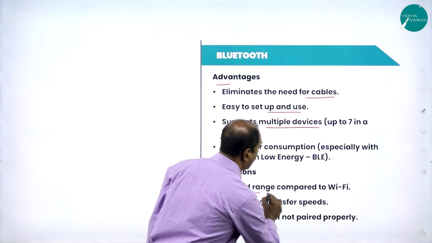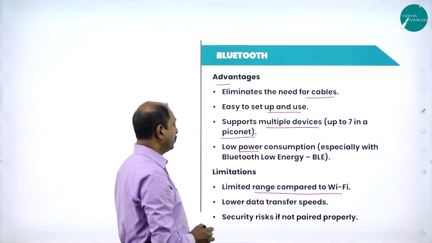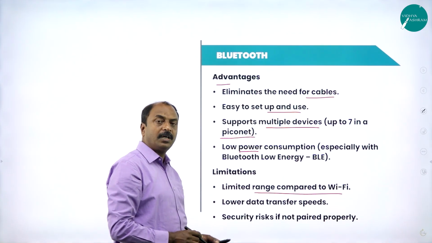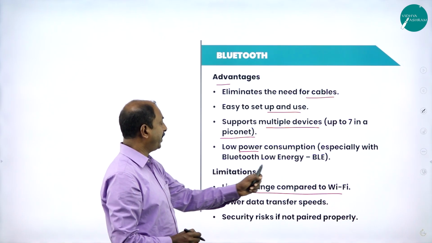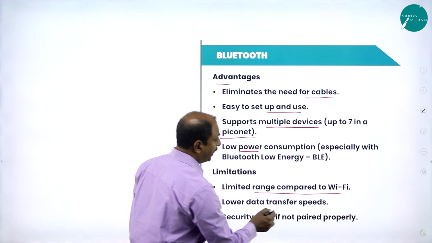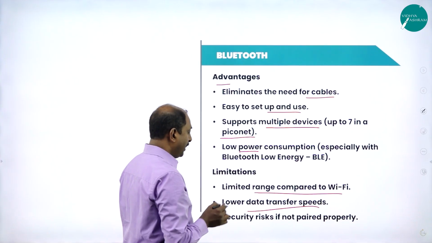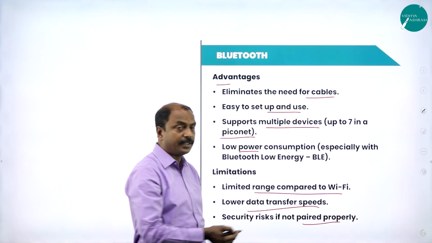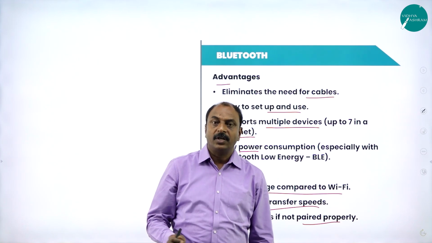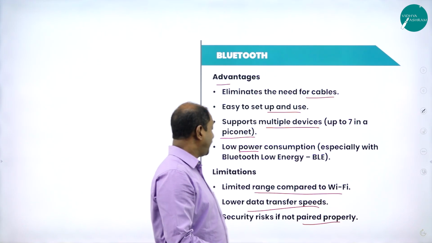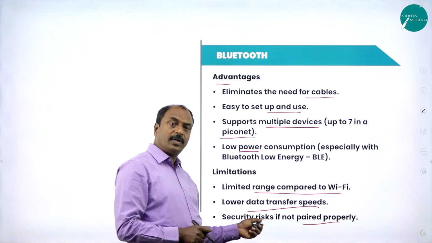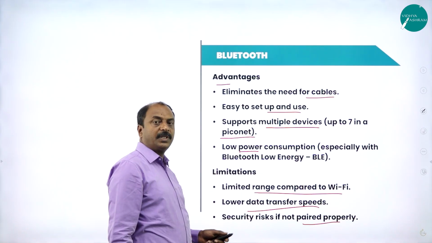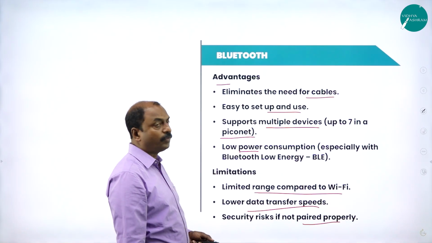And what are the drawbacks of this Bluetooth technology? Limited range compared to Wi-Fi. So this is the range, the range is limited as compared to Wi-Fi, and lower data transfer speed, and security risk if not paired properly. If not paired, in the sense, if the two devices are not connected properly, there is a threat with security. These are the drawbacks or limitations of Bluetooth.